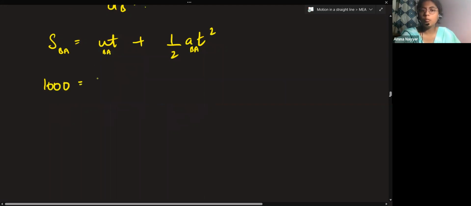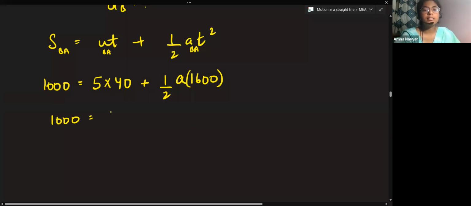Velocity came out to be how much? We've calculated 5, no? Time period is 40 plus half. Acceleration is unknown. Time period is 40. So this becomes what? This becomes 1600. 40 into 40. So this is 1000. This is 200 plus 800A.